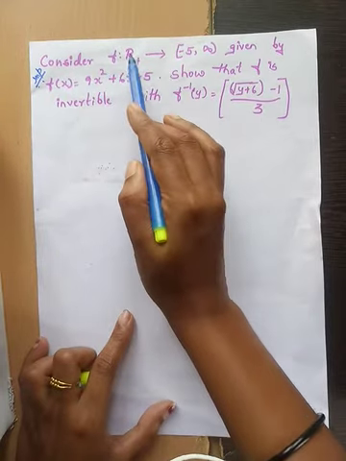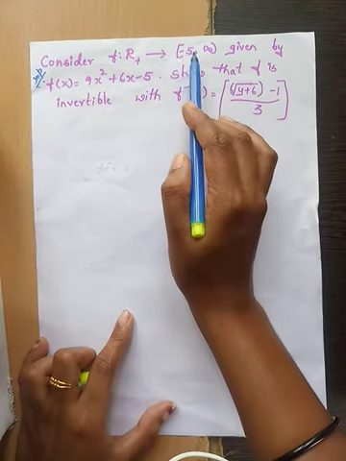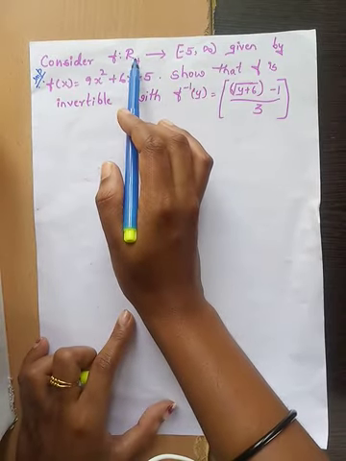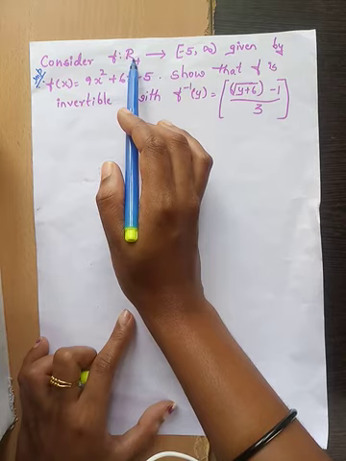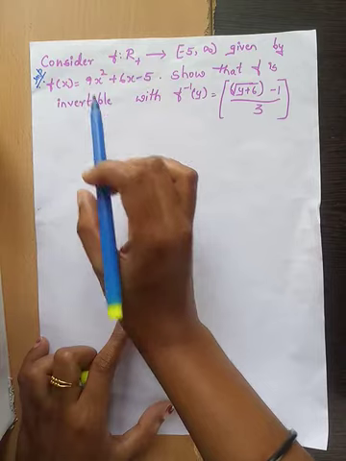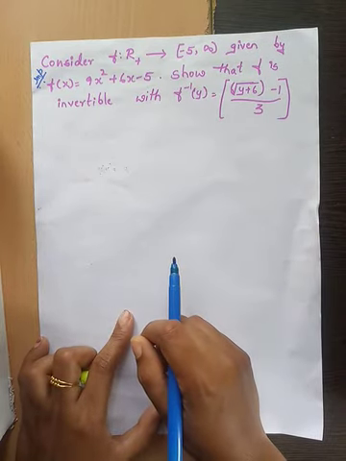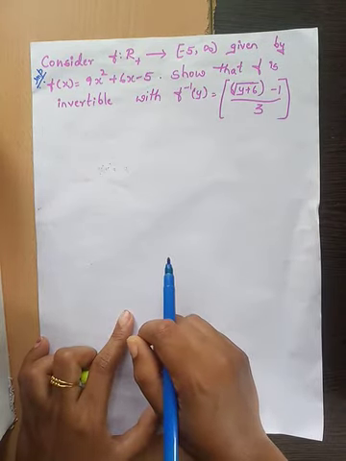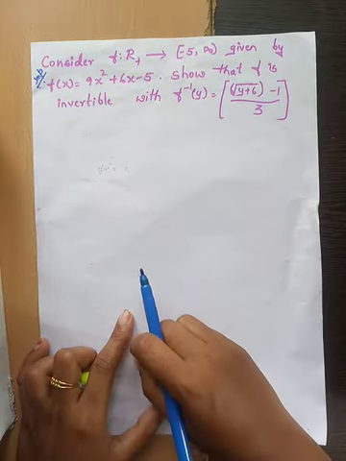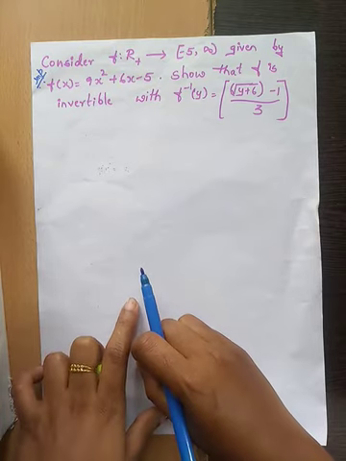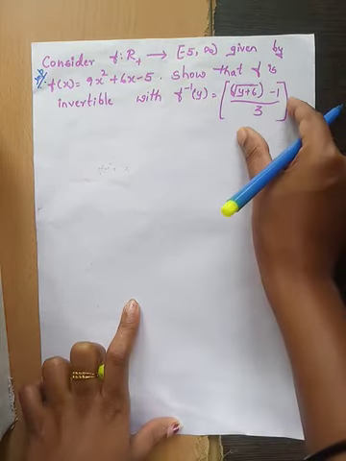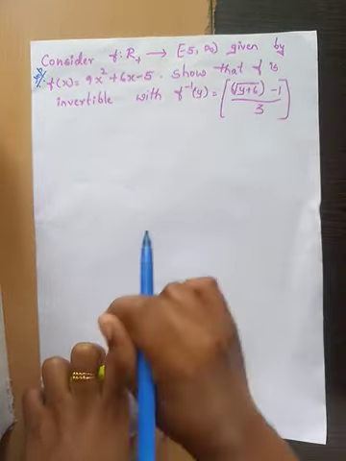Consider f from R plus to the half closed interval minus 5 comma infinity, given by... The function is from the set of all non-negative real numbers to this particular interval, and it is defined as f of x is equal to 9x square plus 6x minus 5. So what we have to show? We have to show that the function f is invertible and f inverse of y is nothing but square root of y plus 6 minus 1 divided by 3. So ultimately our g of y should be in this form. That is what we have to verify.